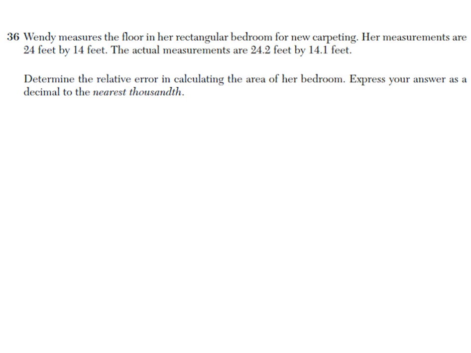Wendy measures the floor in her rectangular bedroom for new carpeting. Her measurements are 24 feet by 14 feet. The actual measurements are 24.2 feet by 14.1 feet. Determine the relative error in calculating the area of her bedroom. Express your answer as a decimal to the nearest thousandth.